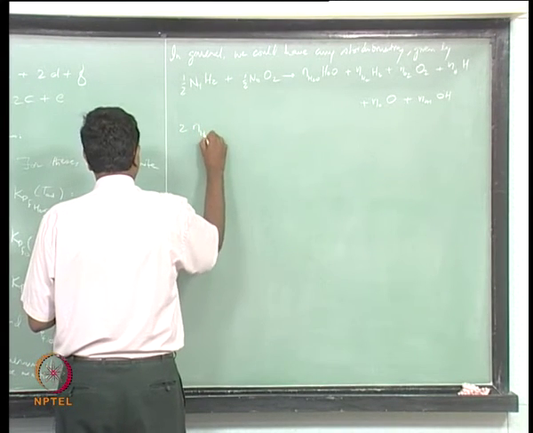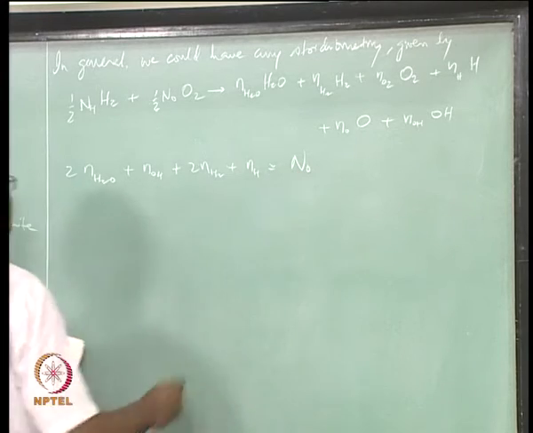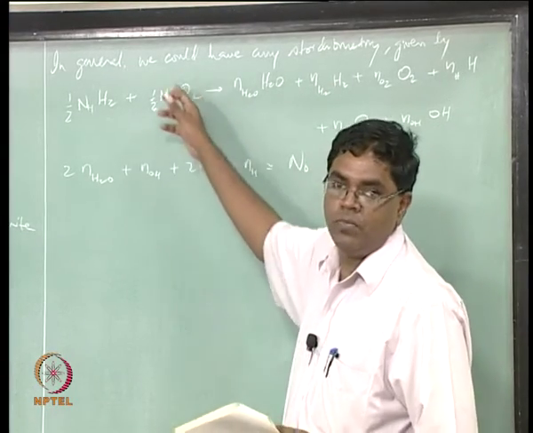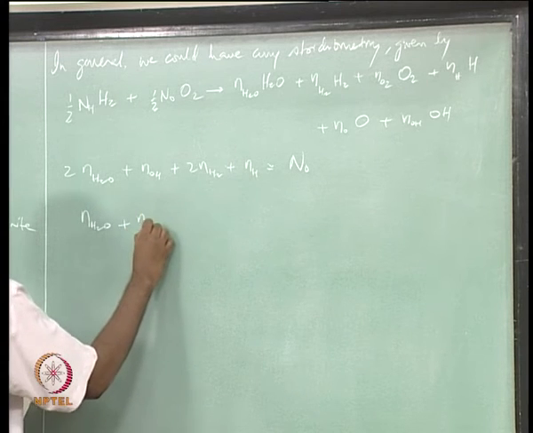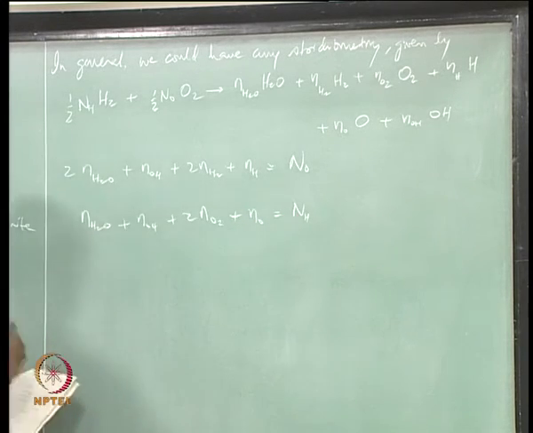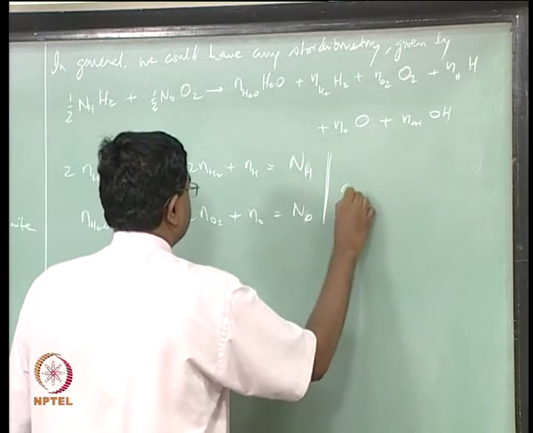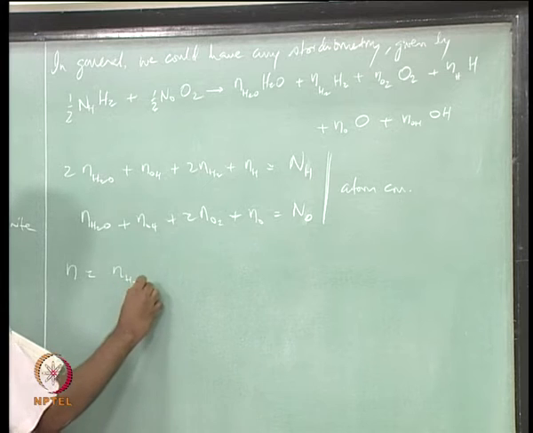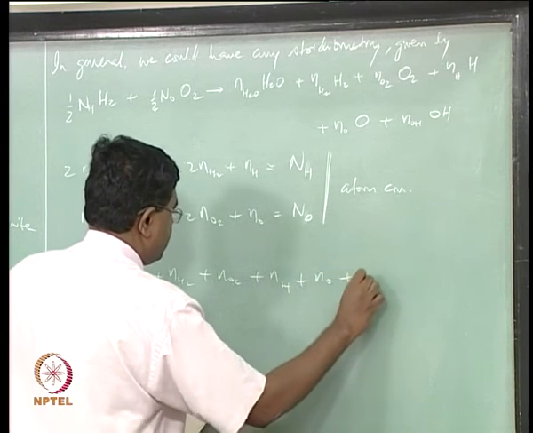2 NH2O plus NOH plus 2 NH2 plus NH equals capital NO. Capital NO essentially refers to the number of oxygen atoms in the entire system. We took a half NO because we have an oxygen molecule. NH2O plus NOH plus 2 NO2 plus NO equals NH, I'm sorry, I made a mistake. This is NH over there and NO over here. These are the atom conservation equations. And N equals NH2O plus NH2 plus NO2 plus NH plus NO plus NOH.